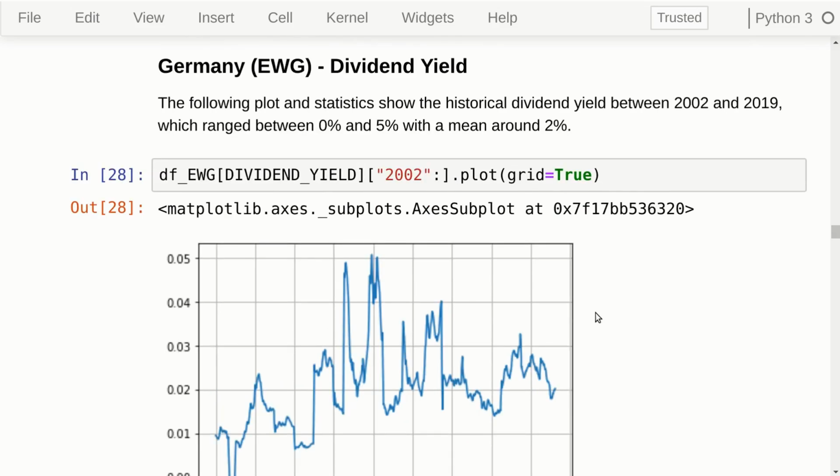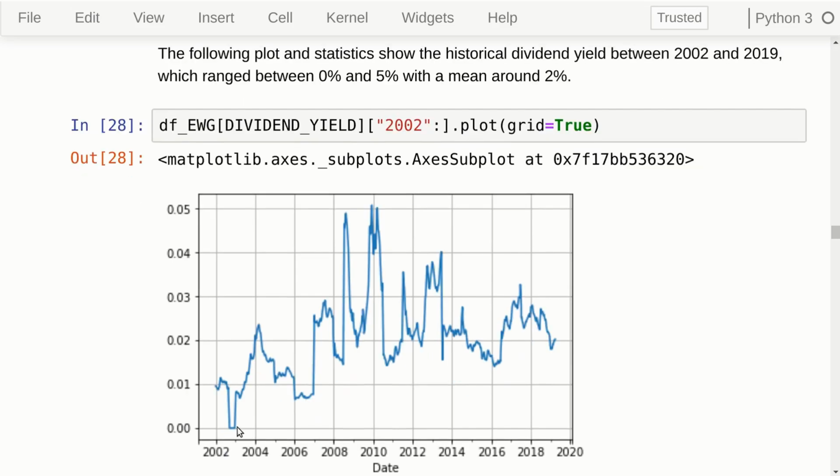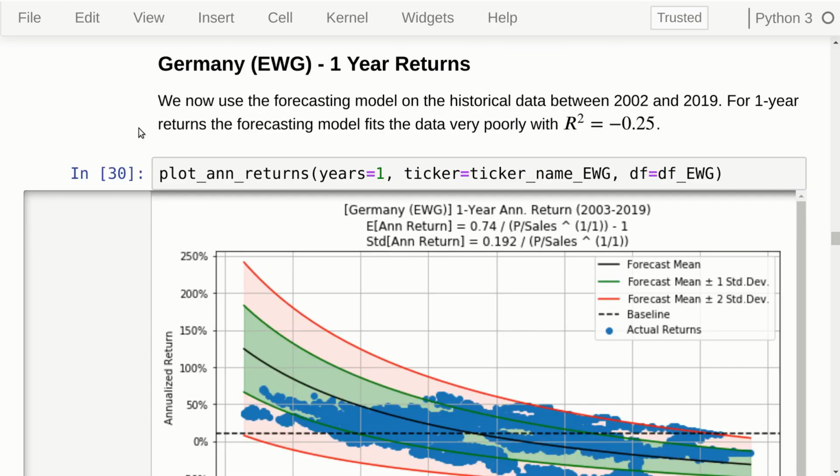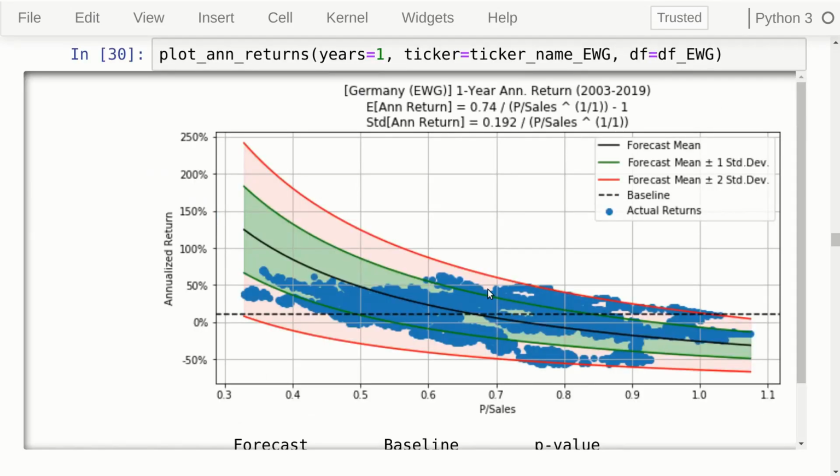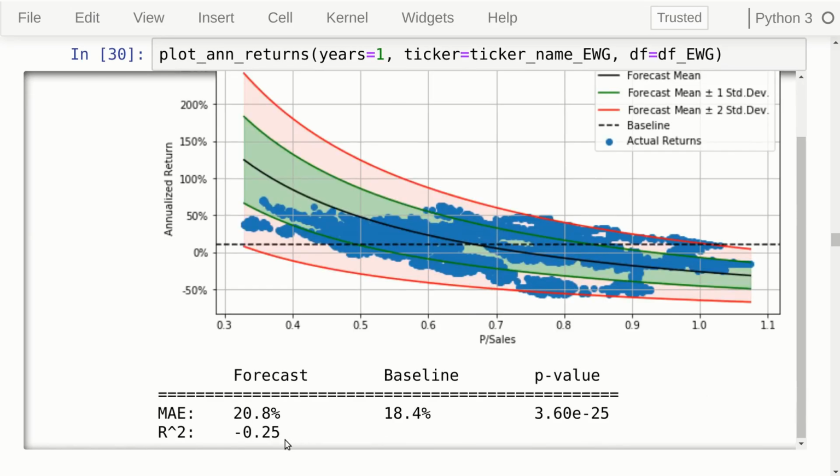So now let's look at the dividend yield, and that has ranged between 0% and roughly 5%, with an average around 2%. So now let's try and use the forecasting model with these averages for the historical dividend yield, price to sales ratio, and sales growth. And this plot shows it for 1 year annualized returns. And as we can see from the negative R-squared value, there is a very poor fit because the model is non-linear and the data has very high variance.